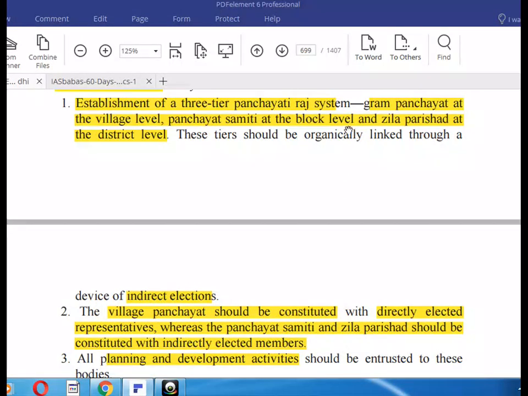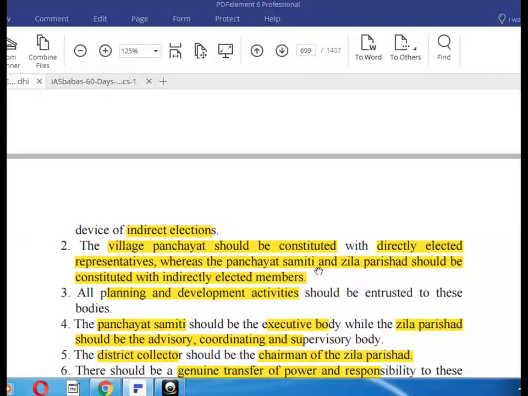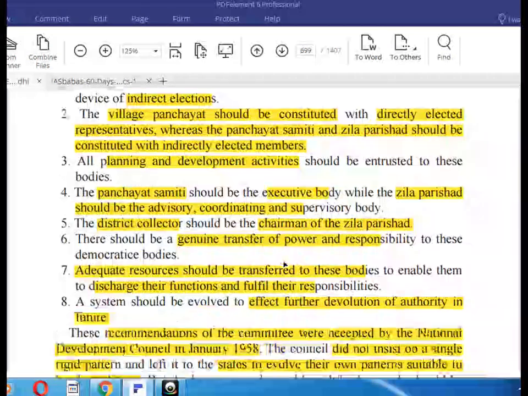The tiers should be organically linked through the device of elections. The village panchayat should be constituted with directly elected representatives, whereas the Panchayat Samiti and Zila Parishad should be constituted with indirectly elected members.